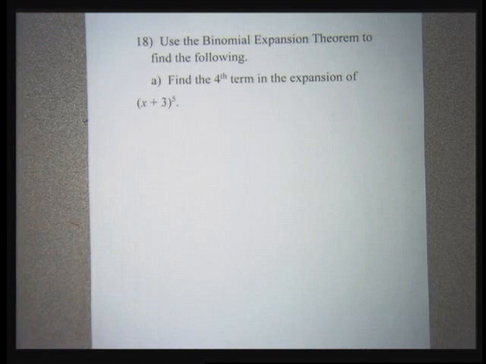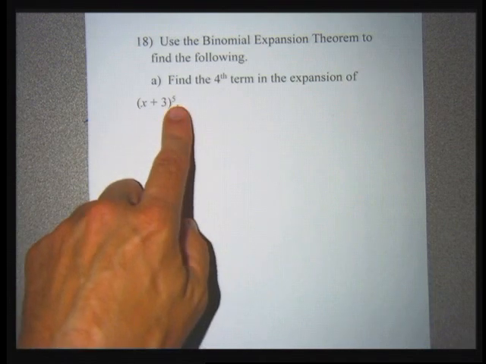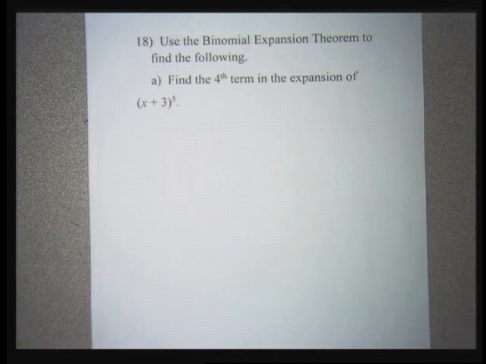So binomial expansion. I'm using the binomial theorem to expand this binomial. And when I expand something to the 5th power, if I write down every term, it's going to have 6 terms. And I want to get the 4th of those 6 terms. I'm probably going to wind up getting most of the 6 terms, and I'll just pick out the 4th term.